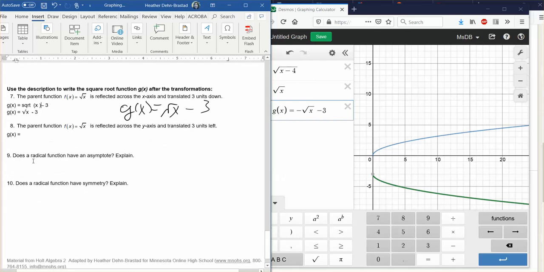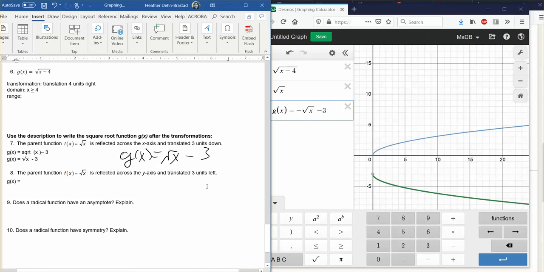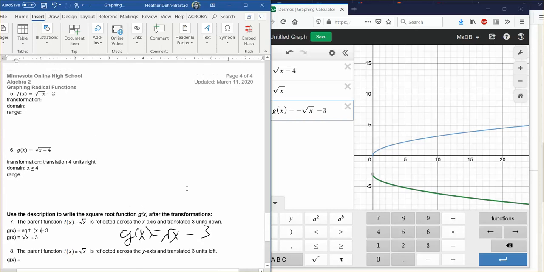And then 9 and 10, you're just going to discuss whether or not these radical functions have asymptote and symmetry. And you can maybe look back at the take another look at a radical function assignment, and my response to that might make you remember whether or not they have those.